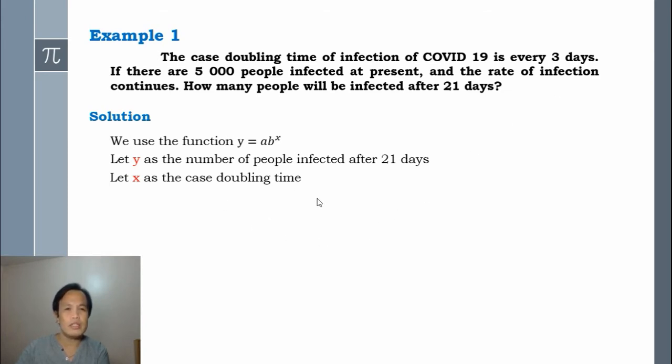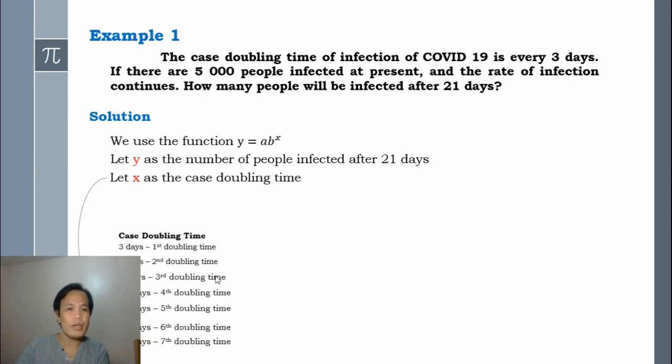If we are going to illustrate the case doubling time, we can illustrate it like this. The first doubling time is 3 days. After 3 days, the 5,000 will double, so it will become 10,000. Then the second doubling time is after 6 days. The third doubling time is 9 days, the fourth doubling time is 12 days, and the fifth doubling time is 15 days, until we reach the seventh doubling time, which is 21 days, because it is what the problem talks about: the number of infected people after 21 days.